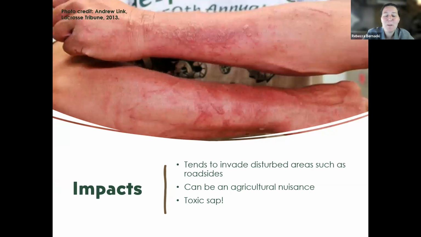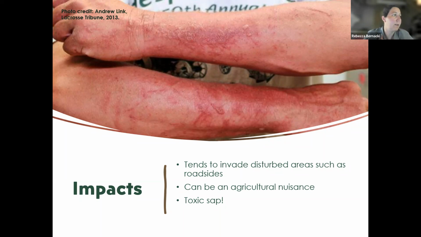The impacts of wild parsnip are that they tend to invade disturbed areas such as the roads and roadsides, that they can be an agricultural nuisance and come into agricultural fields from those areas. Another large impact of wild parsnip is that toxic sap. So if you get that sap on you and you are subsequently exposed to sunlight, you can get these phytotoxic burns.